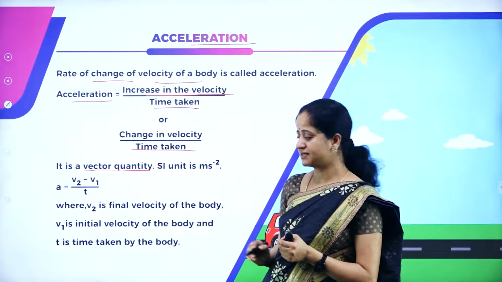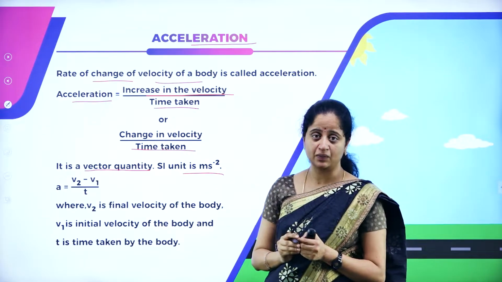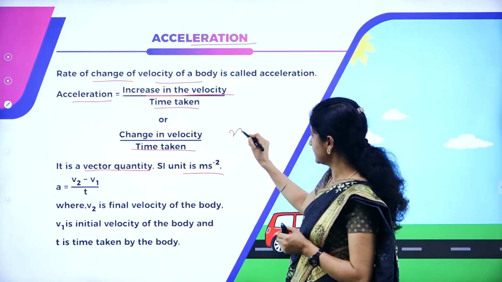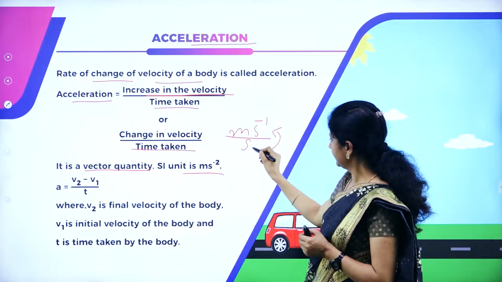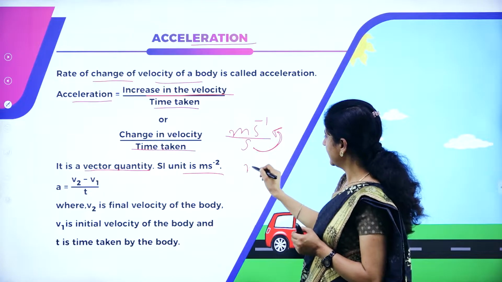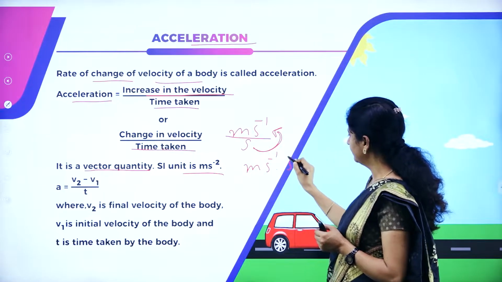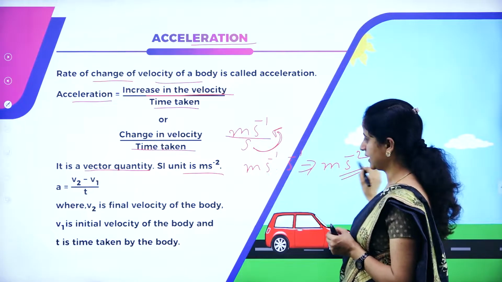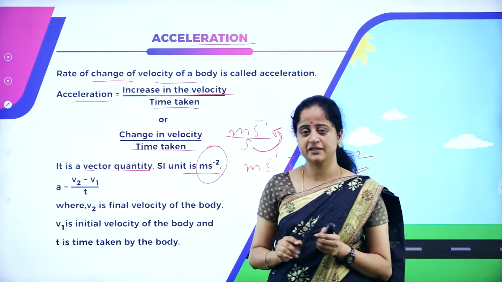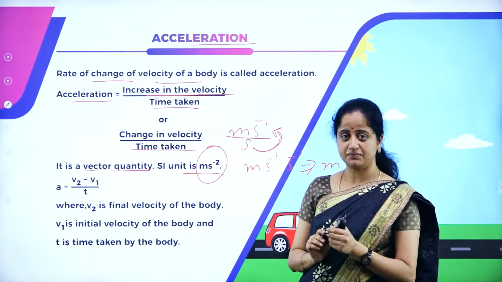The SI unit of acceleration is meter per second square. Because we know the SI unit of velocity is meter per second and the unit of time is seconds. Again, take this to the denominator and you will get meter per second into per second, which is nothing but meter per second square. So it is very important. The SI unit of acceleration is meter per second square.